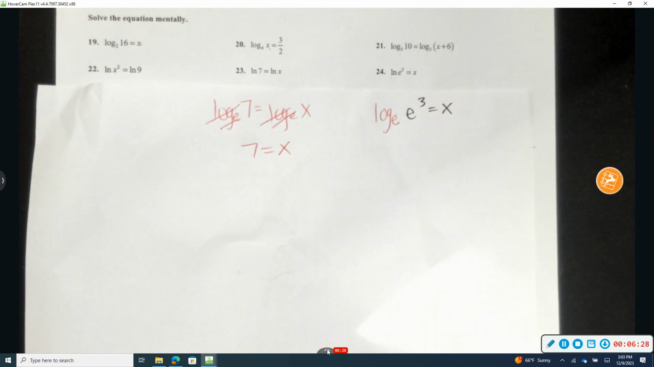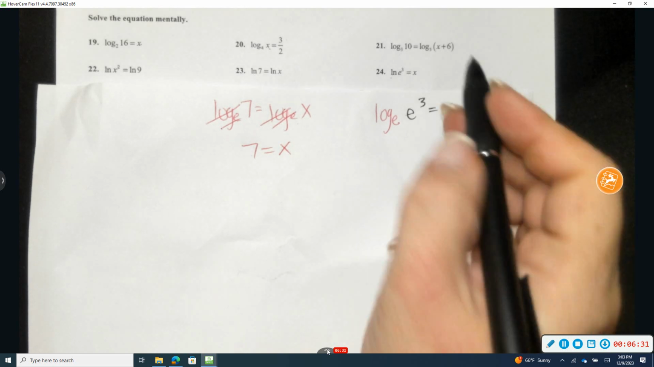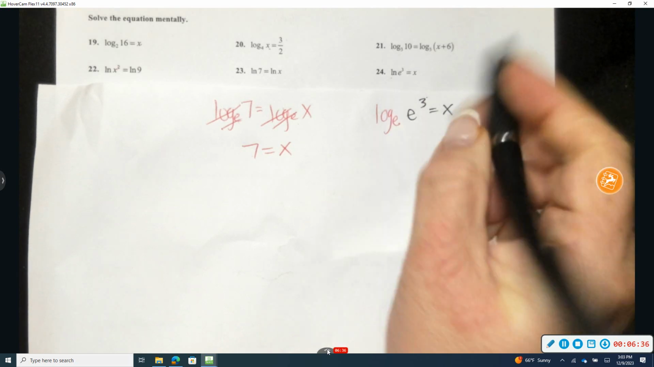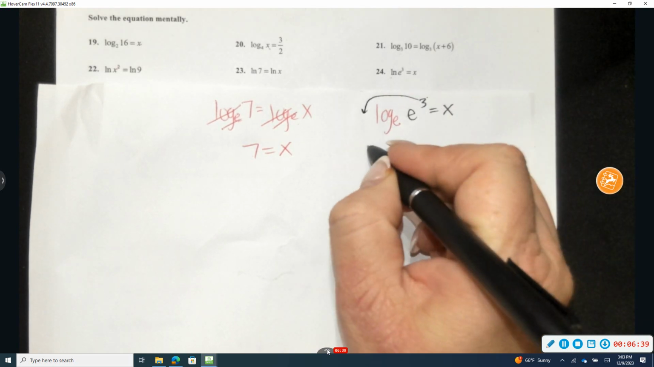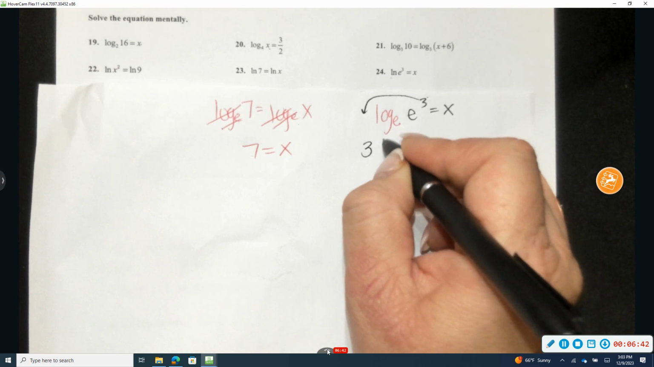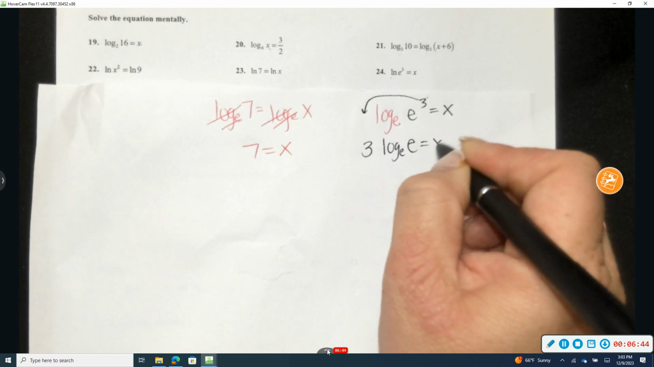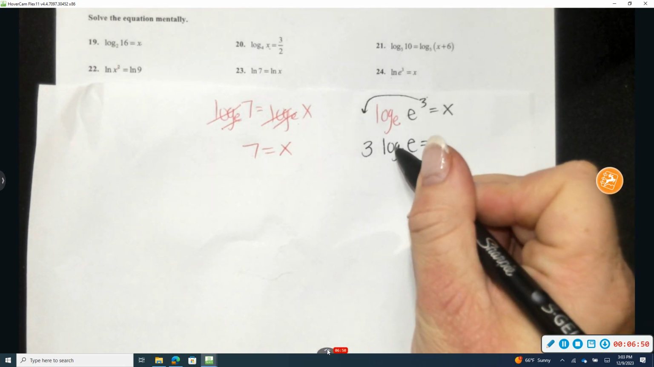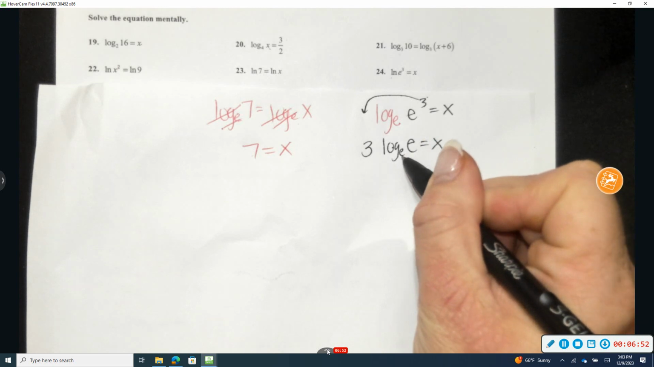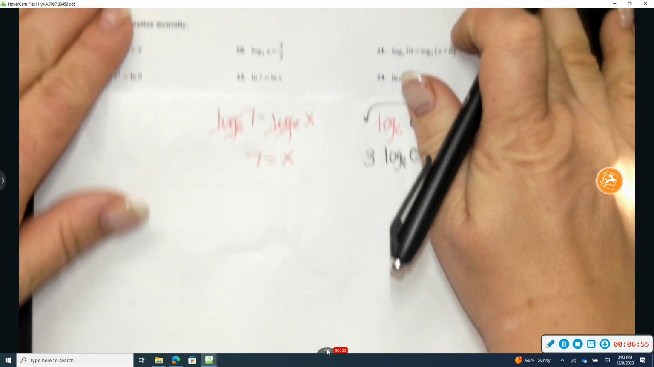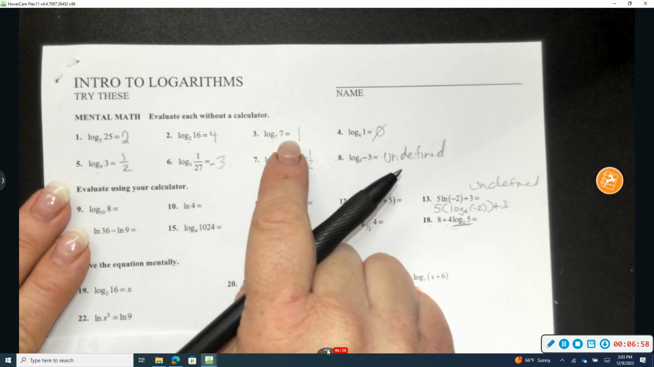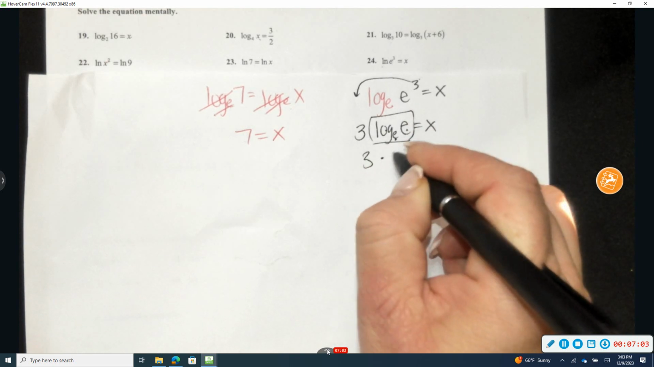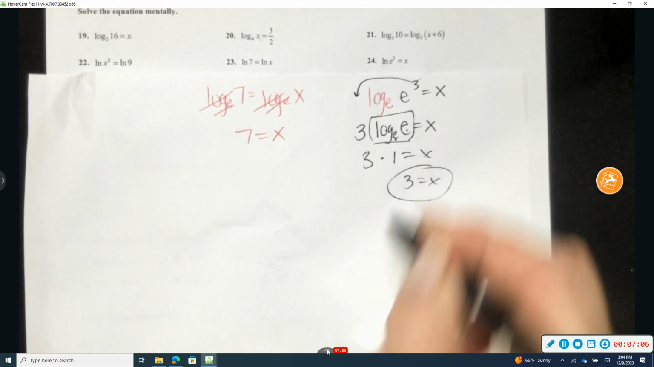And if you look back at number 22, I tried to explain to you, and I'm sure this is shown in the videos, when you have an exponent on the value that's directly behind the base, that number can come straight in front. So I could rewrite this as 3 times log base e of e equals x. These are equivalent forms. We've learned previously that when you have a log and the number down below is the same as the number up above, like number 3 is a perfect example, that will equal 1. So I have 3 times 1 equals x. Correct answer is 3.